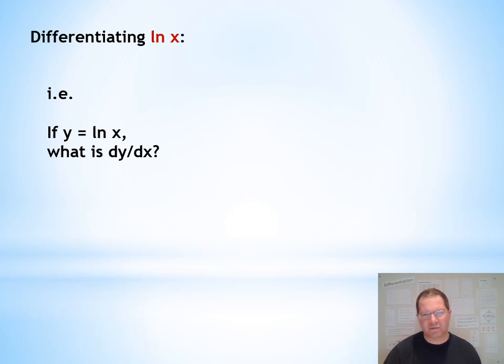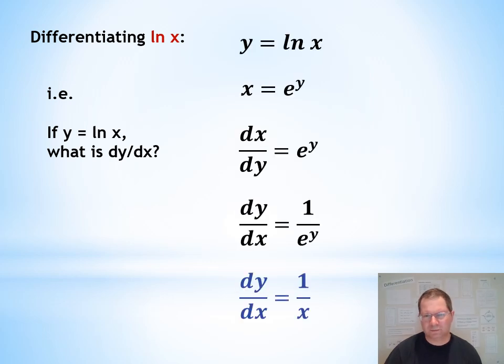We're now going to look at how to differentiate ln x, and bear in mind that e to the x and ln x are inverse functions of each other. So we're basically saying if y equals ln x, then what is dy by dx? So this is how we go about it. We start off by saying that y equals ln x, but the first thing we do is to exponentiate both sides. So we get e to the y is equal to e to the ln x, which means that x equals e to the y.